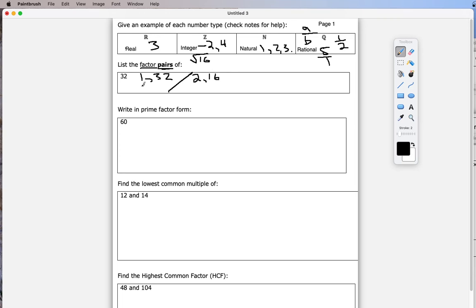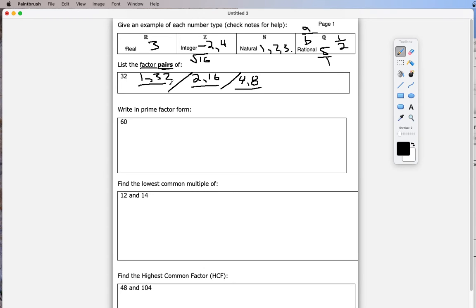So here's 1 pair. Here's 2 pairs. Let's think of another one. What are some other factors of 32? Well, I know that 4 times 8 gives 32. So there you go. I have a third factor pair. So there's 3 here. Can you think of any other numbers that give you 32? 1 and 32, 2 and 16, 4 and 8. And I believe that's it. So 32 has 3 factor pairs. So that's what you had to do here.